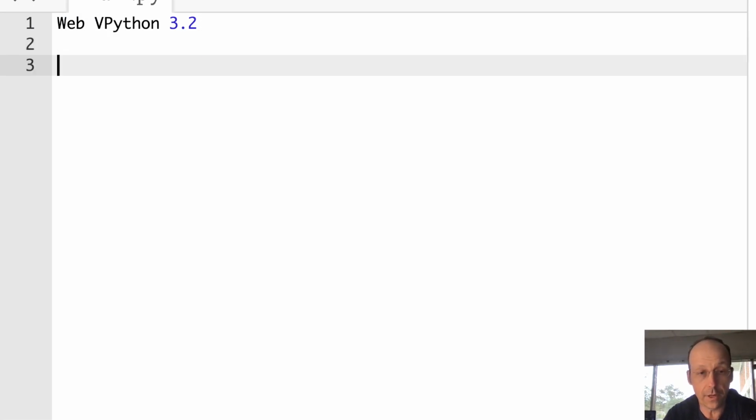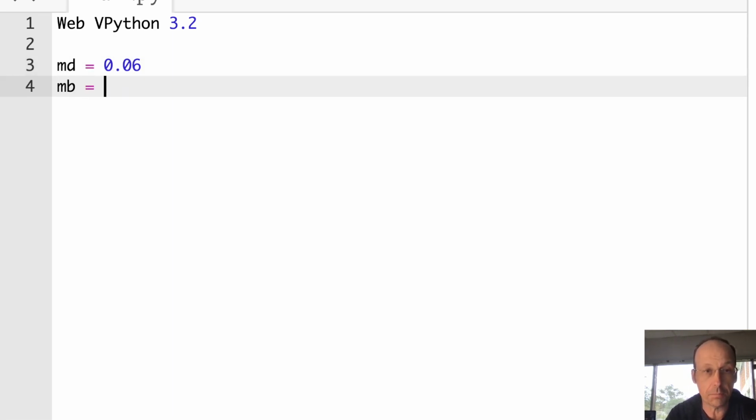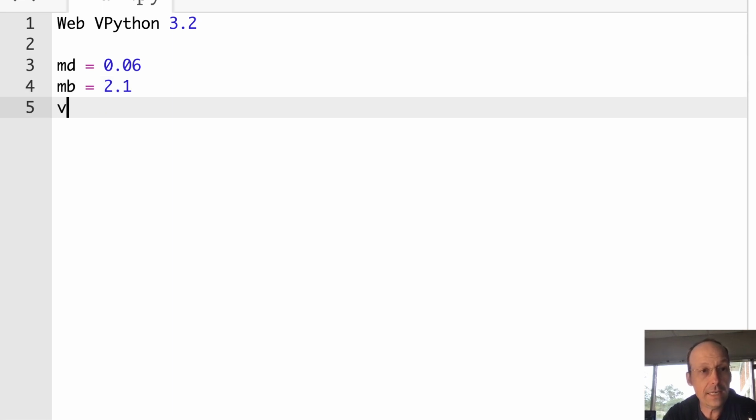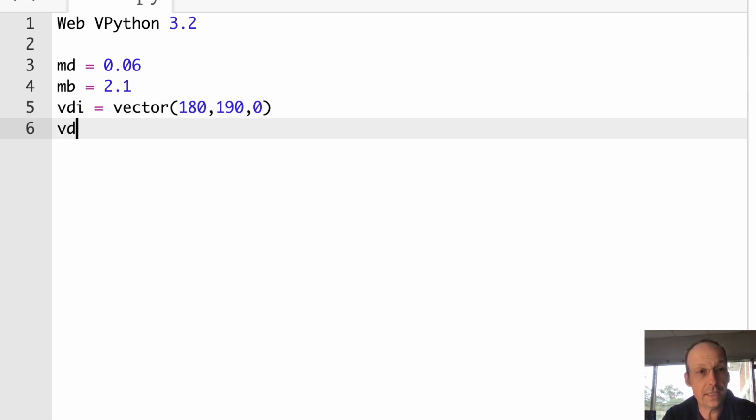So let's just enter everything we know. MD, the mass of the debris, 0.06. MB, the mass of the block, 2.1. VDI, I'm writing it like that, is the vector, 180, 190, 0. We have these vector classes built into WebVPython. This makes it so much easier to do these calculations. VD final is vector, looking at my paper, 165, 50, 0.